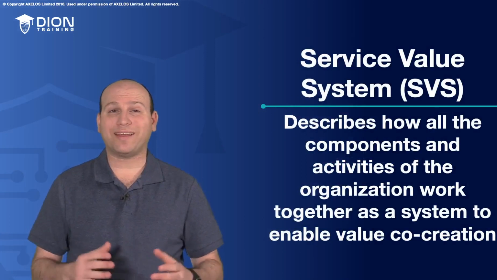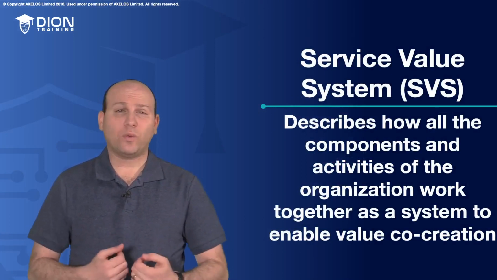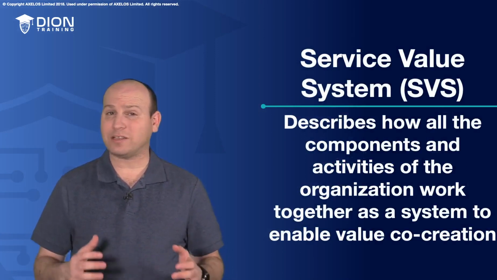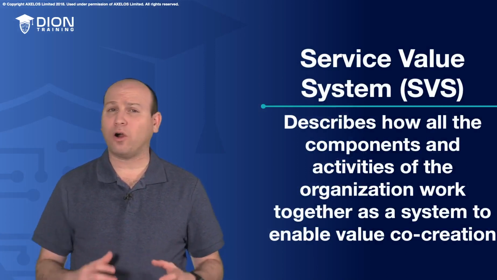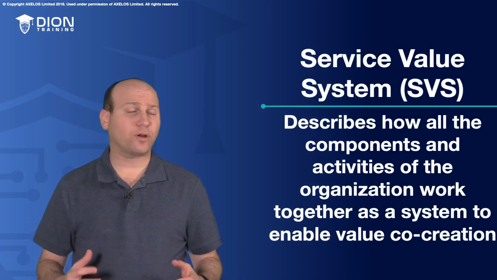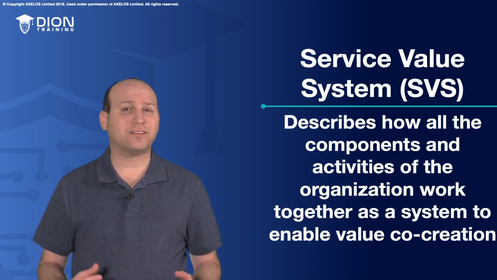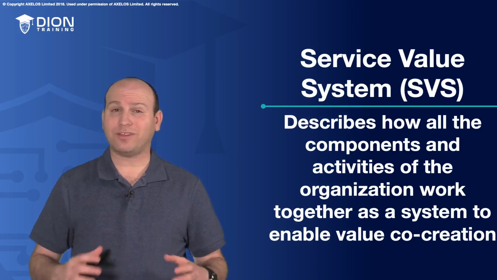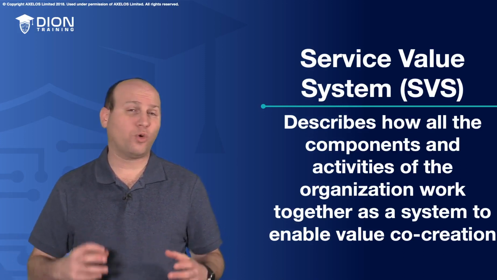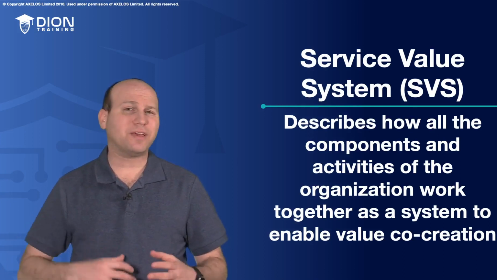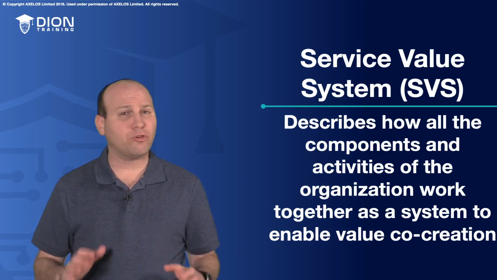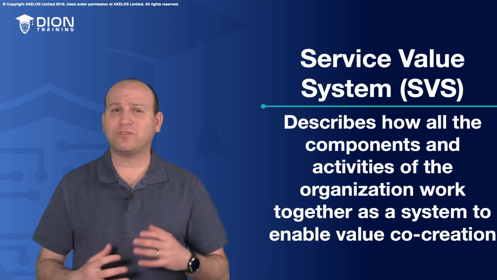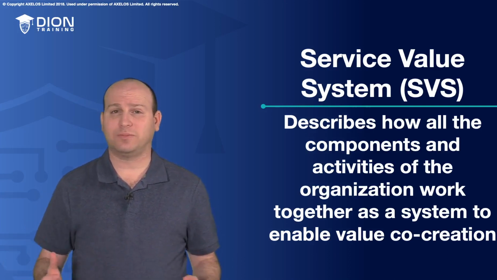So let's start with what is the service value system. Well, the service value system, or the SVS, is going to describe how all of the components and activities of your organization work together as a system to enable value co-creation. Now, these components and activities are all tied together within the organization's resources, and they can be configured and reconfigured in multiple different combinations in this flexible way based on the circumstances.